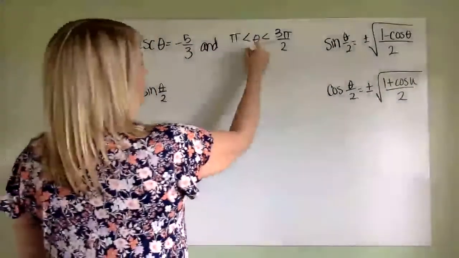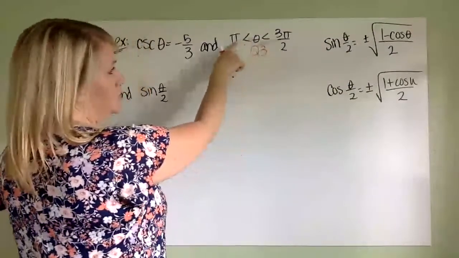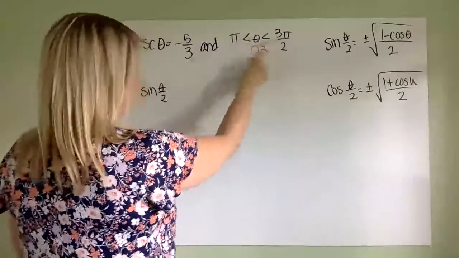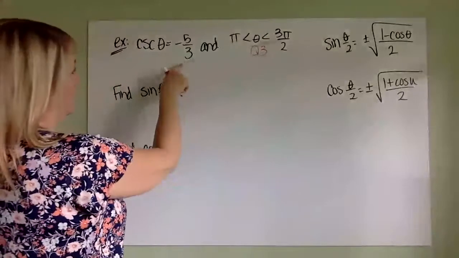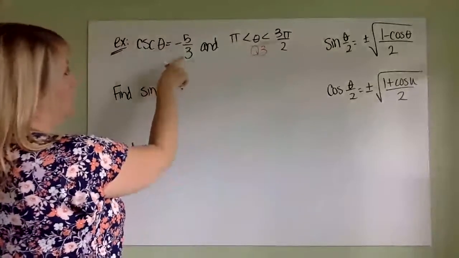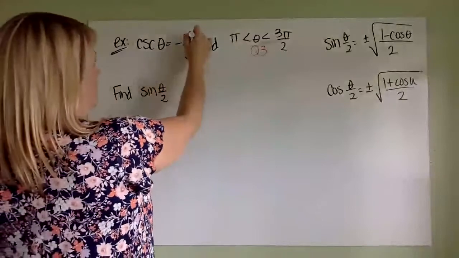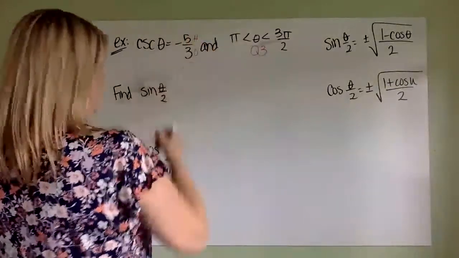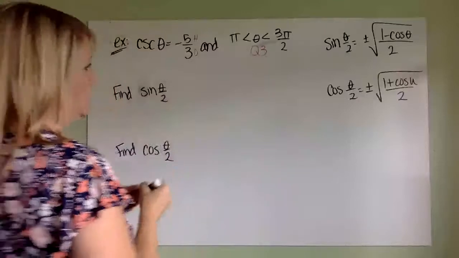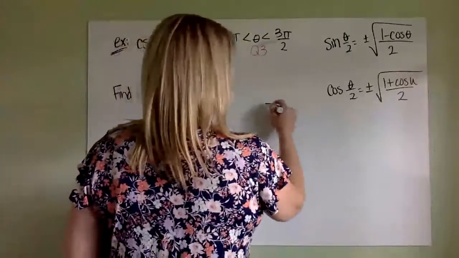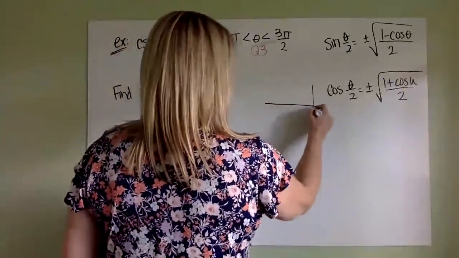So what is the information at the top telling us? This is telling us we're in quadrant 3 between pi, which is 180, and 3 pi over 2, which is 270. And this one is giving us the ratio, right? So cosecant is the reciprocal of sine, so this is the hypotenuse over the opposite, like so. And then I'm going to do the same thing I did on the last one. I'm going to draw a picture of what we're talking about.